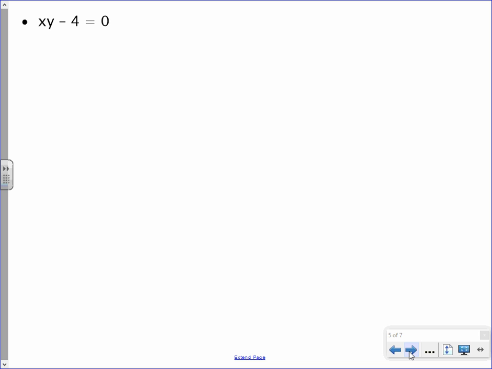Okay. My first question. What kind of conic? What is A? What is B? What is C? We have a positive number, so we have a hyperbola. You have to classify it before you move forward.